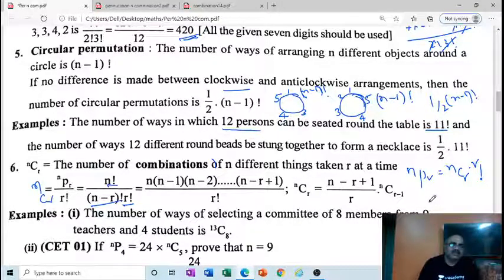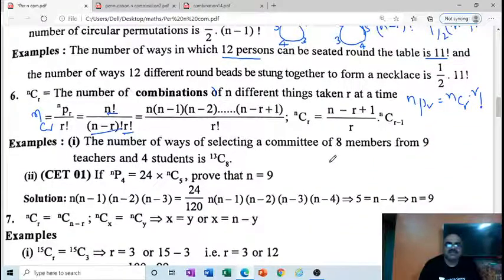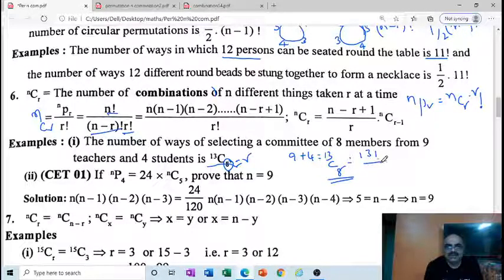Okay. The number of ways of selecting a committee of 8 members from 9 teachers and 4 students is 13C8. Why 13? A committee of 8 has to be formed. So r is equal to 8. And how many people are there? 9 plus 4, which is 13. So 13C8. It will be 13 factorial by 13 minus 8 factorial into 8 factorial.